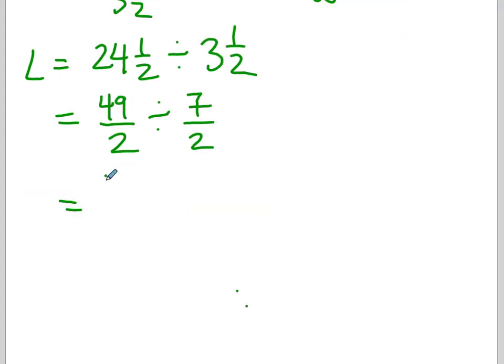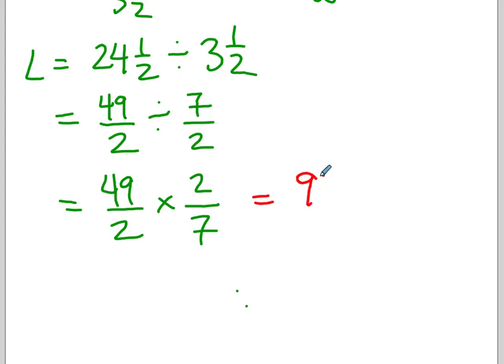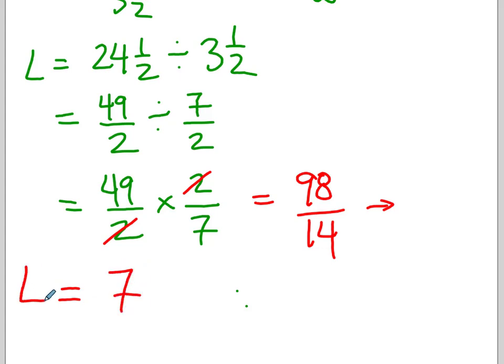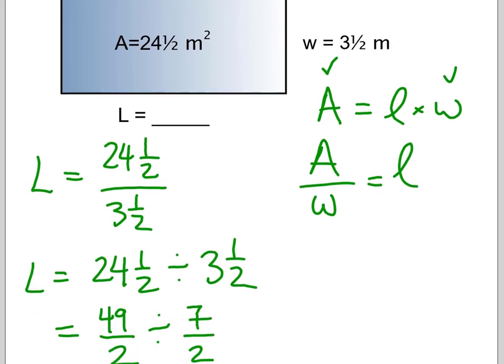Okay, so then I would have 49 over 2 times 2 over 7. And again, I could multiply across the top, multiply across the bottom. It'll generate some larger numbers. It would generate 98 over 14. And then I can try and reduce that from there. Or I can recognize a few things. This 2 on the top cancels with this 2 on the bottom for 1. And then all I have to do is 49 divided by 7. And that is an answer of 7. So the length in this case is 7 meters.